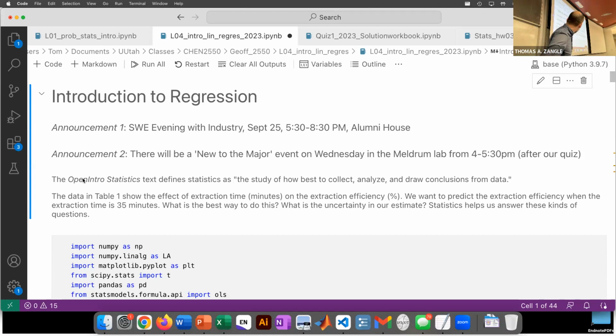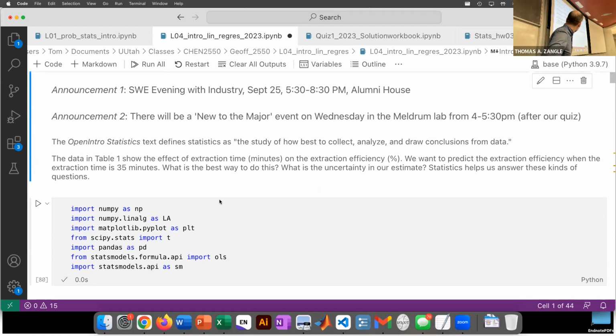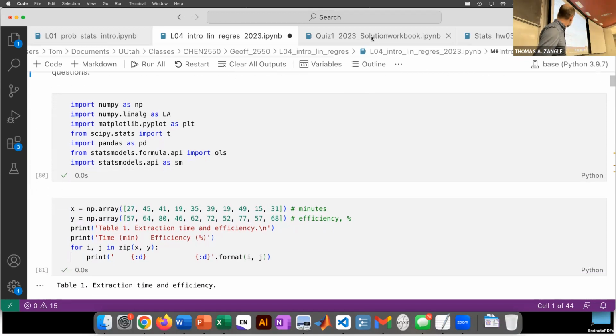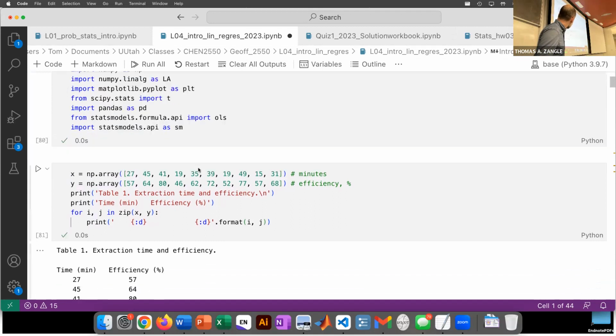So down here, we're importing data for some process: extraction time versus extraction efficiency. And we're given this question of, what is the extraction efficiency when the extraction time is 35 minutes? So the open question here will be, what's the best way to do this? What's the uncertainty in our estimate? And we're going to use what we're going to learn today about linear regressions in order to address this. So we're importing our libraries more or less as before, with some additional ones, for example, statsmodels, which we'll talk about towards the bottom.